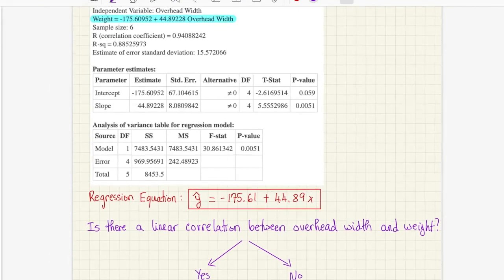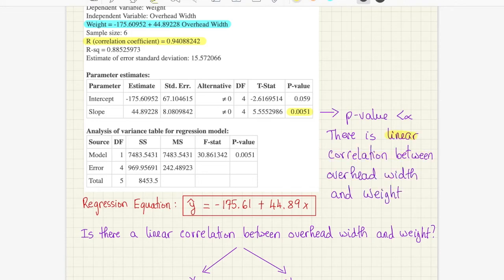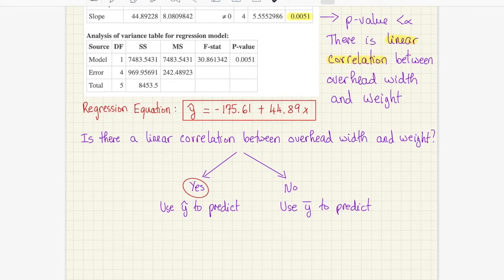In order to answer this question, I need to look at my R and my P value. R is 0.94 and P value is 0.0051. P-value is less than 0.05, so there is linear correlation between the overhead width and the weight. So yes, there is linear correlation. That means I can use y hat to predict the weight when the overhead width is 2.1 centimeters.